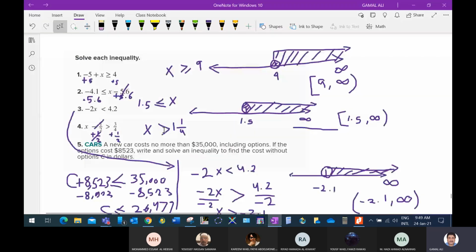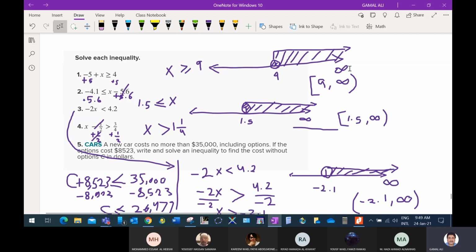Here, negative 5 plus x. If you want to solve it like the equation, you have to add 5 to both sides. So negative 5 plus 5 is 0, and you have only the variable x on the left side, greater than or equal to 9. How can you graph it? You put the 9 like this, and the greater than should be to the right, because all the numbers greater than 9 should be to the right of it, to infinity.